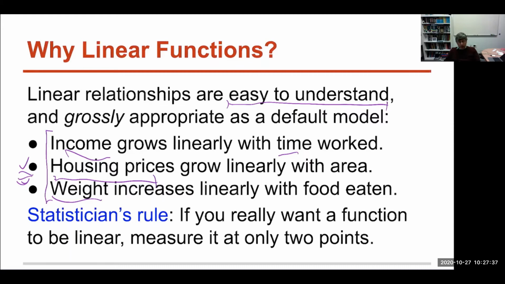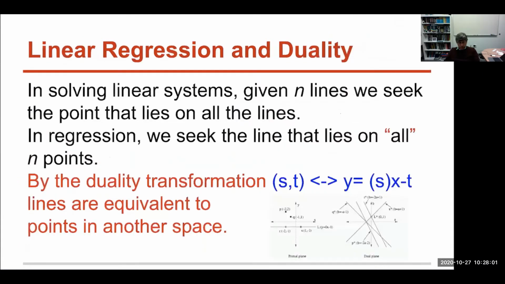And in general, we should be aware that if you really want a relationship to be linear, if you really want y to be linear in x, the best thing to do is just to measure it at 2 points, okay? If you measure it at 3 points, you'll probably learn it's not exactly a linear relation. Any questions about that? Oh, good.